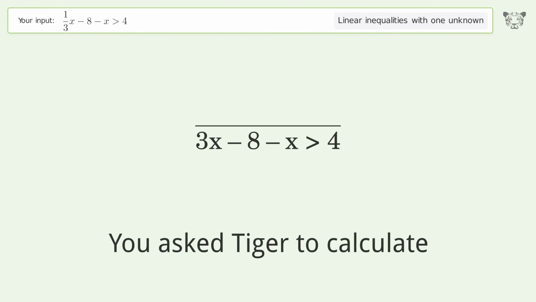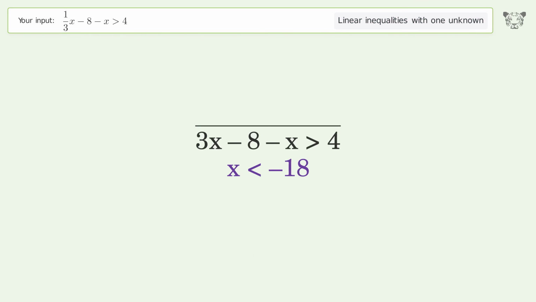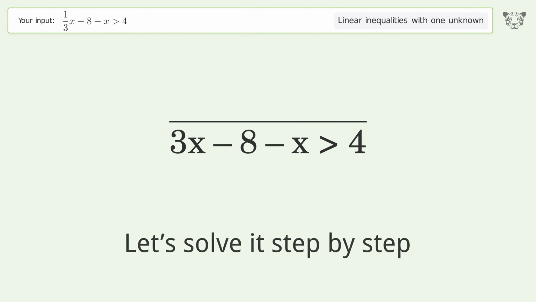You ask Tiger to calculate. This deals with linear inequalities with one unknown. The final result is x smaller than -18. Let's solve it step by step.